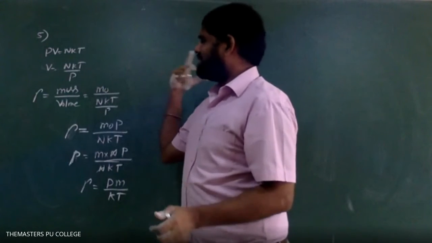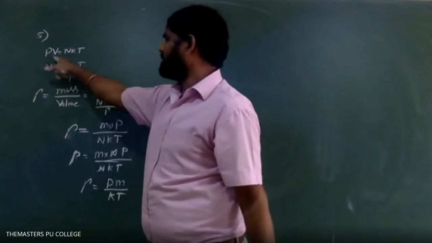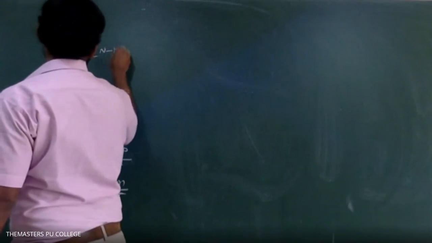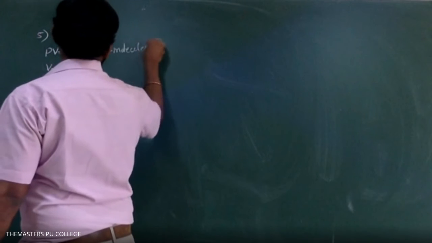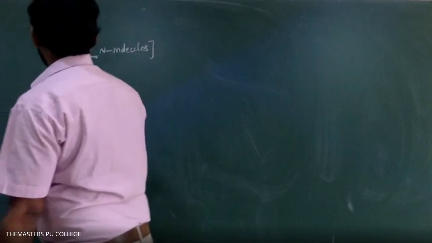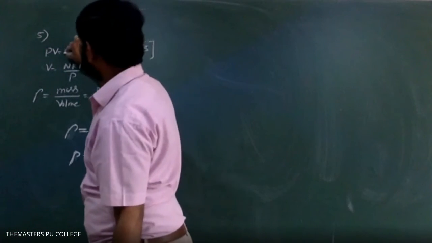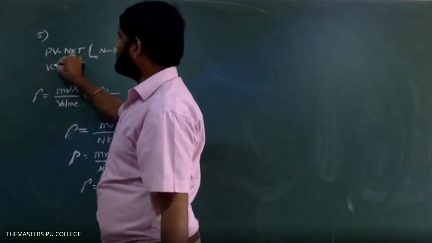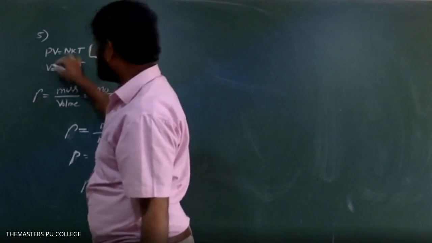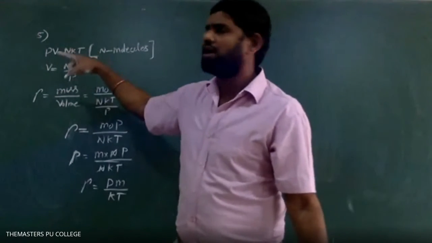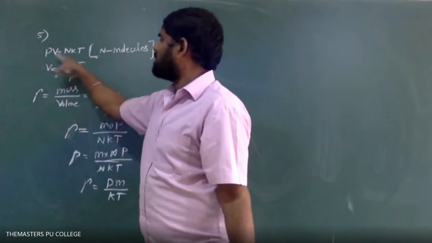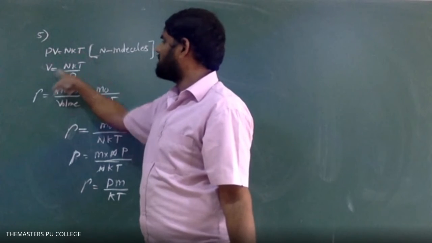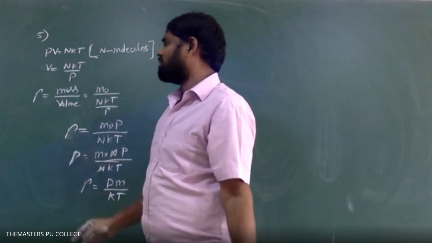Just now we have derived that PV equals NkT. This is for N molecules. The total volume of N number of molecules is not the volume of a single molecule; for a single molecule, N becomes 1. The total volume of all the molecules gives P equals NkT by rho.